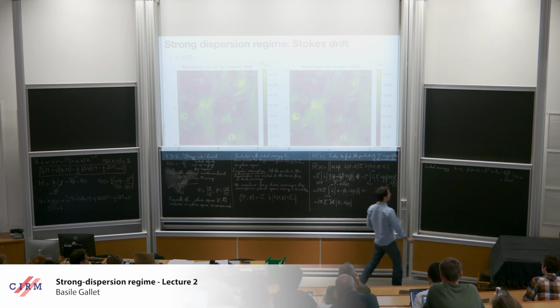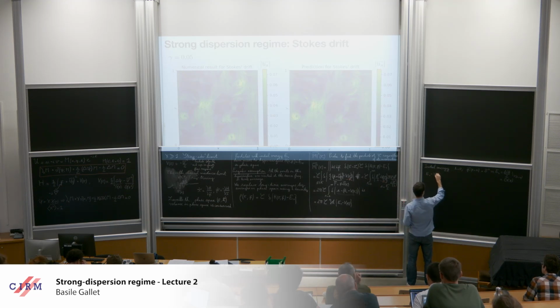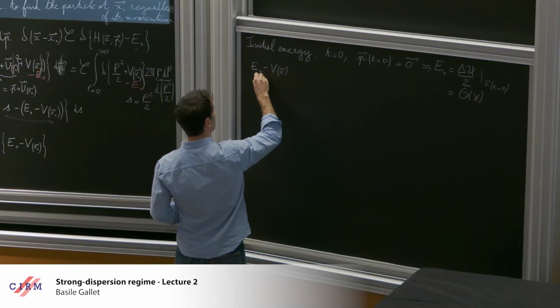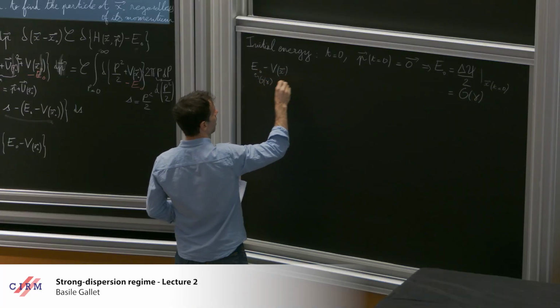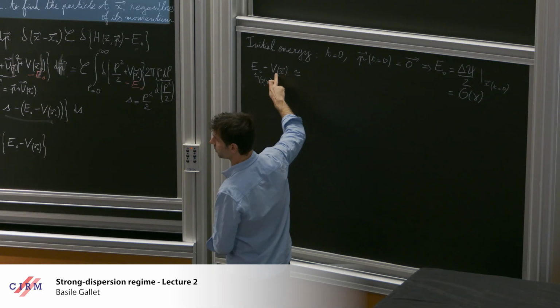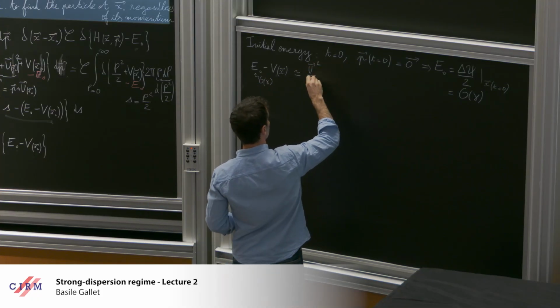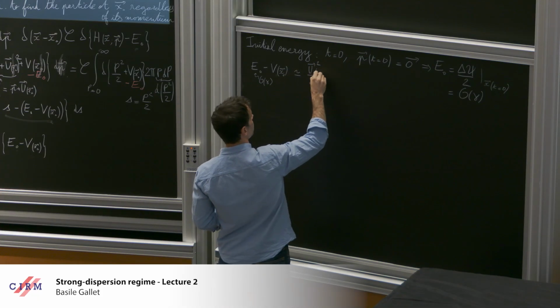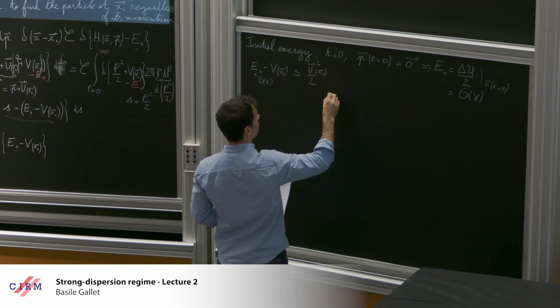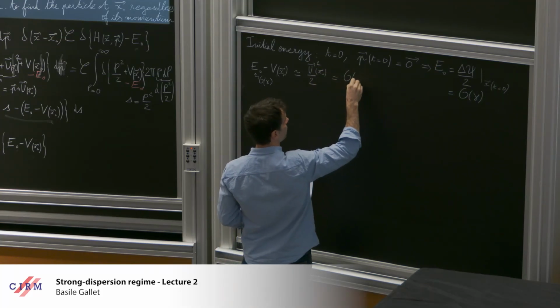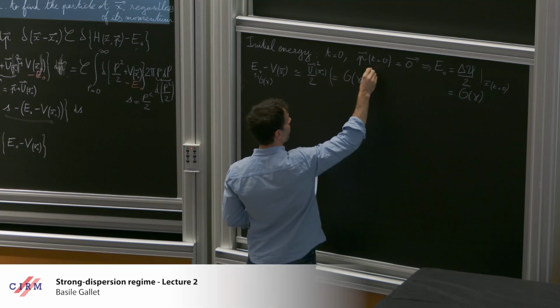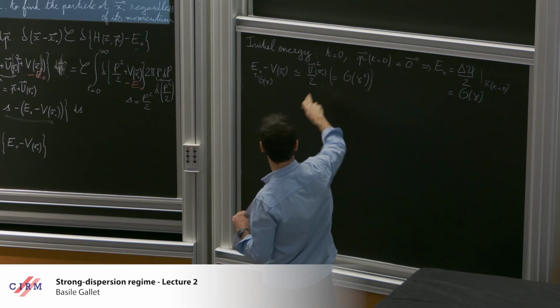So we're going to say that E0 minus V of x, which is order gamma, is approximately equal to the dominant term of V, which is simply u squared over 2 at x0. That's of order gamma squared, and that's a positive quantity.